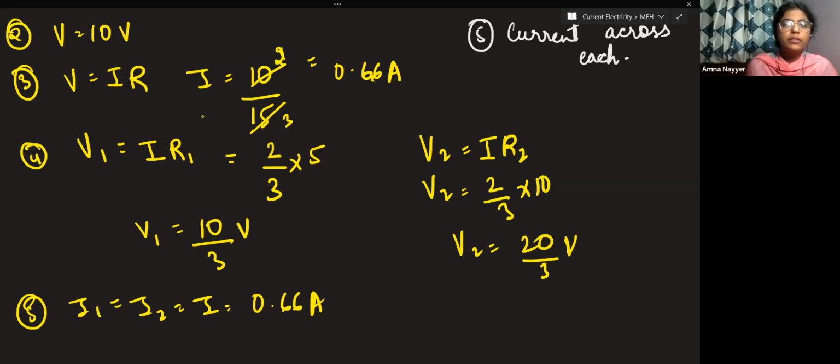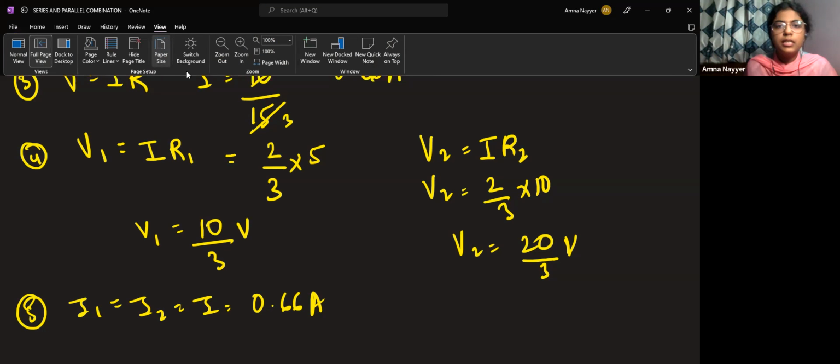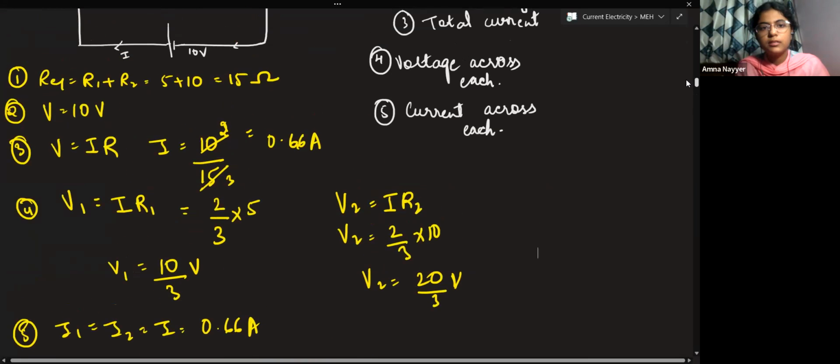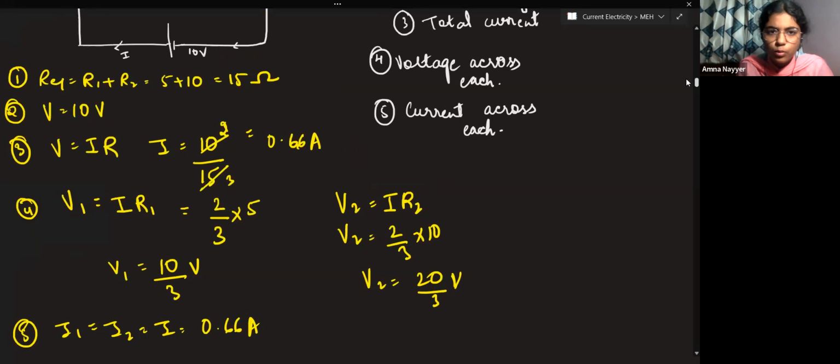Fine. All those who have written it, just note this question down. Then we'll see a bit of parallel combination. Then only we'll be able to do other questions. Otherwise, have you people written the question down? No? Only the solution you need. Right. Anyone who wants to see the question, let me know.